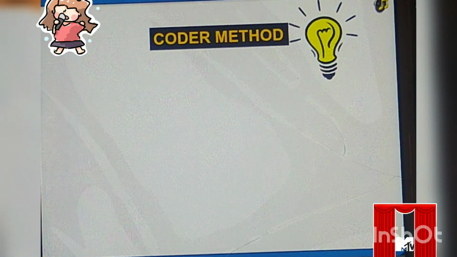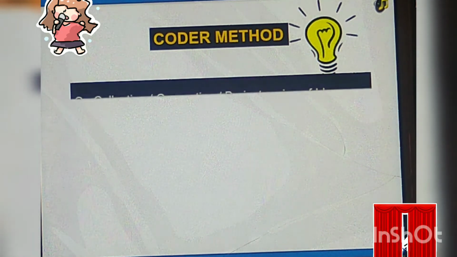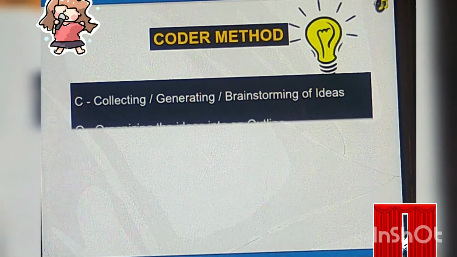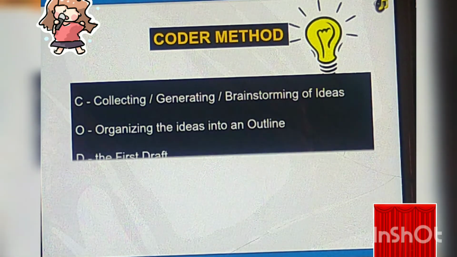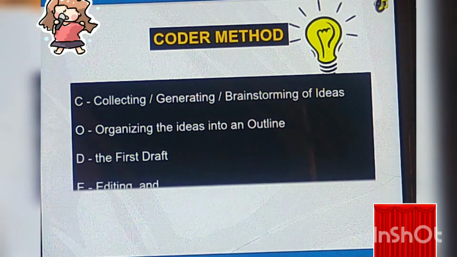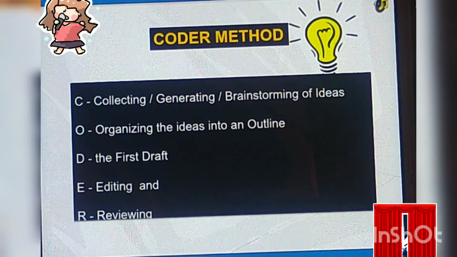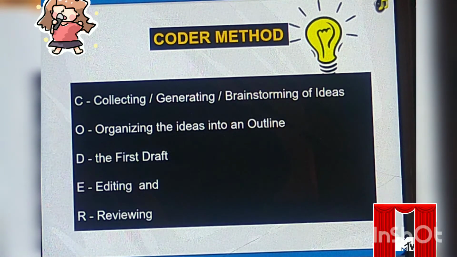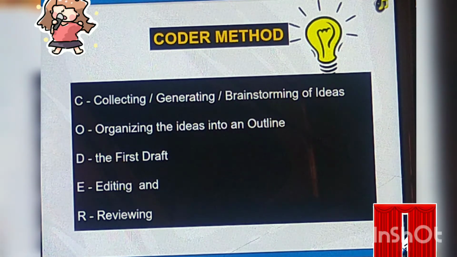Coda method. Now what is that coda method? Let's have a look at it. What is coda? C is for collecting, brainstorming of ideas. O stands for organizing the ideas into an outline. And first draft, then editing, E is for editing, and R is for reviewing. So that is coda.